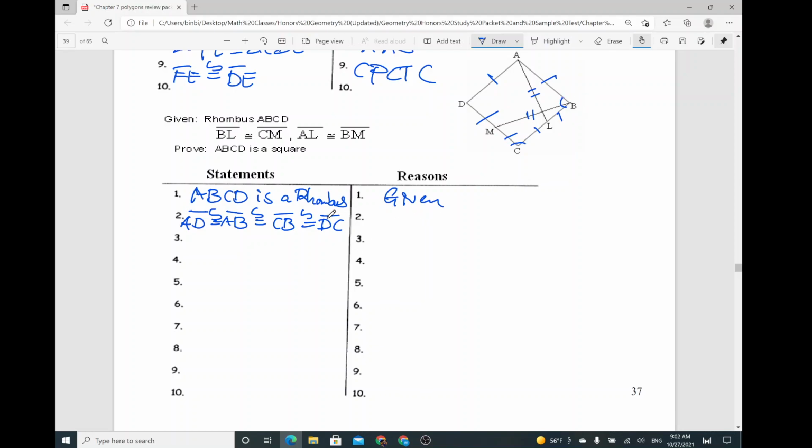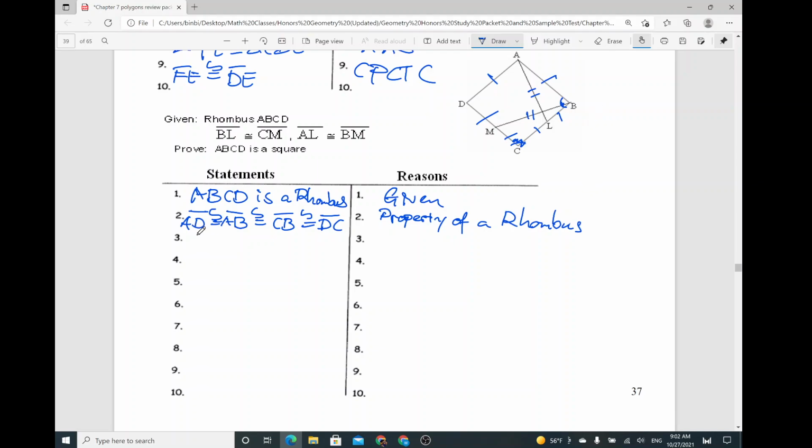So this one is by using properties of a rhombus. Now, in order to prove these two angles are congruent, we want to show that these two triangles here are congruent as well.